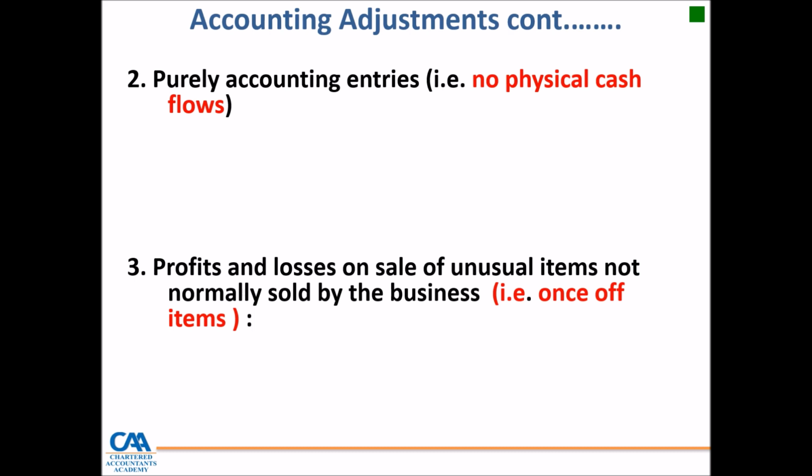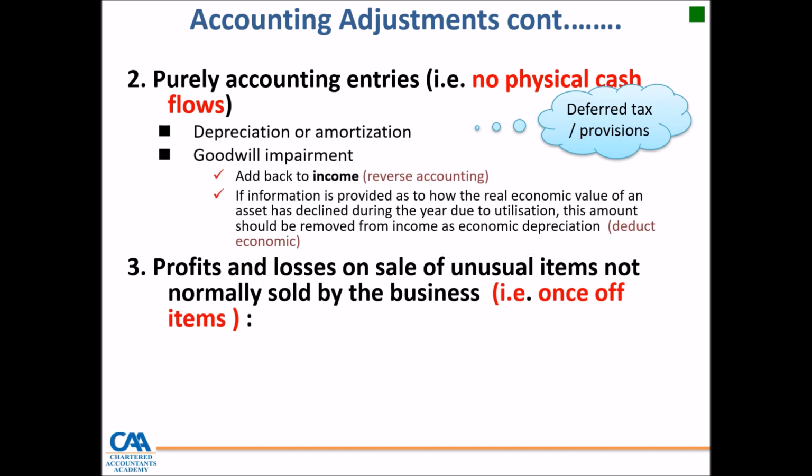Number two, we need to adjust for purely accounting entries, that is, no physical cash flows. For example, your depreciation, your amortization, even your deferred tax and your provisions. For example, your provisions for credit losses, your provision for doubtful debts. For those items, we need to add back to income to reverse the accounting.